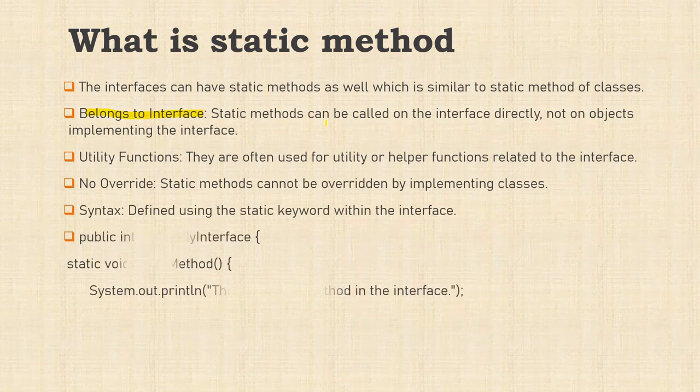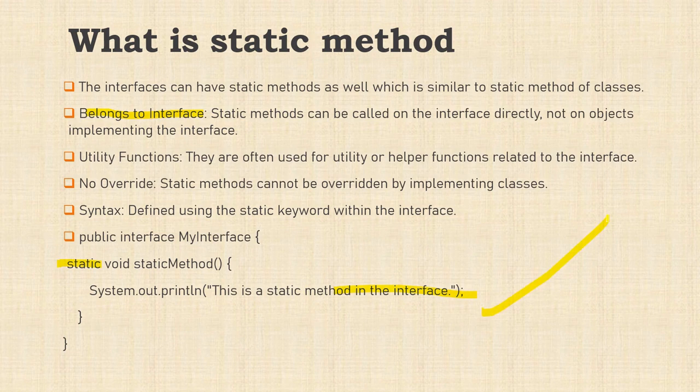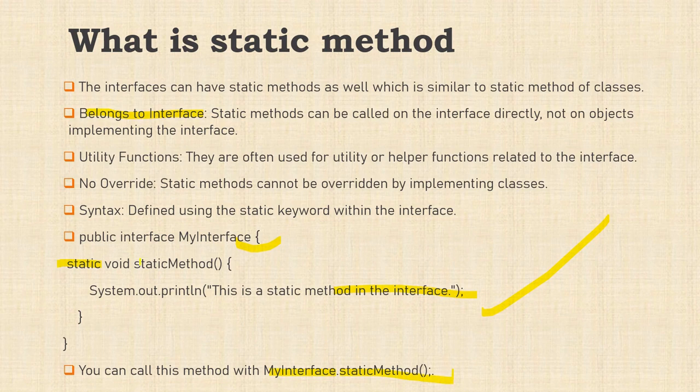What will be the syntax to declare a static method? This will be the syntax. Instead of default, we have to provide the static keyword to create a static method. This is the logic, and this is the interface. You can call the method with my interface dot static method name. This is my interface name, and this is the static method name. Like this we can call it. There is no need to call it with the object of your implementation class.